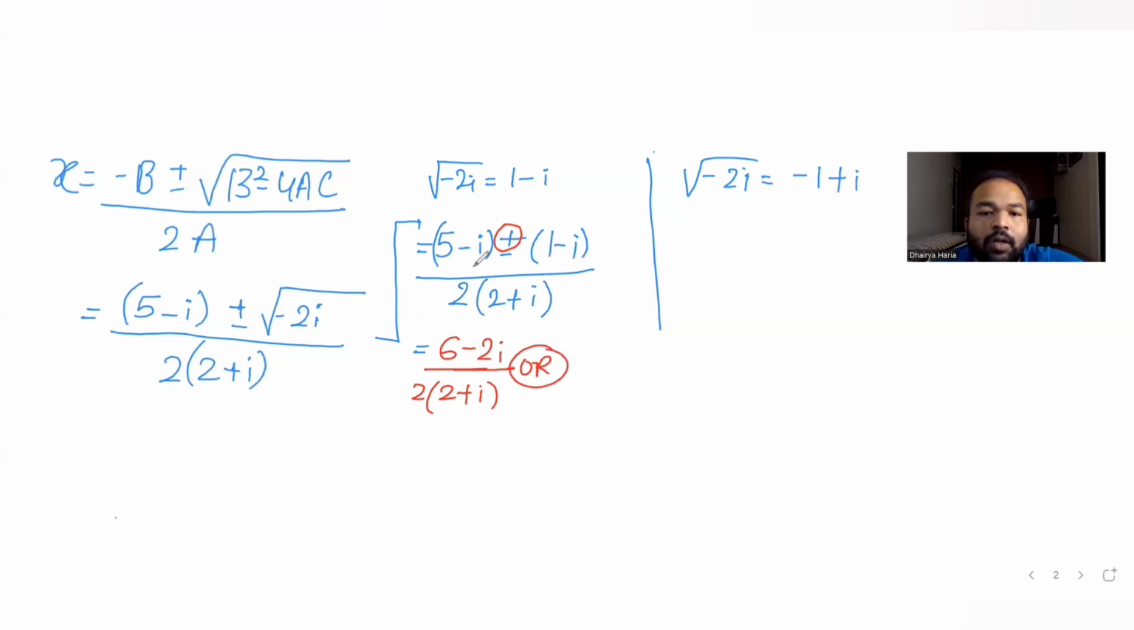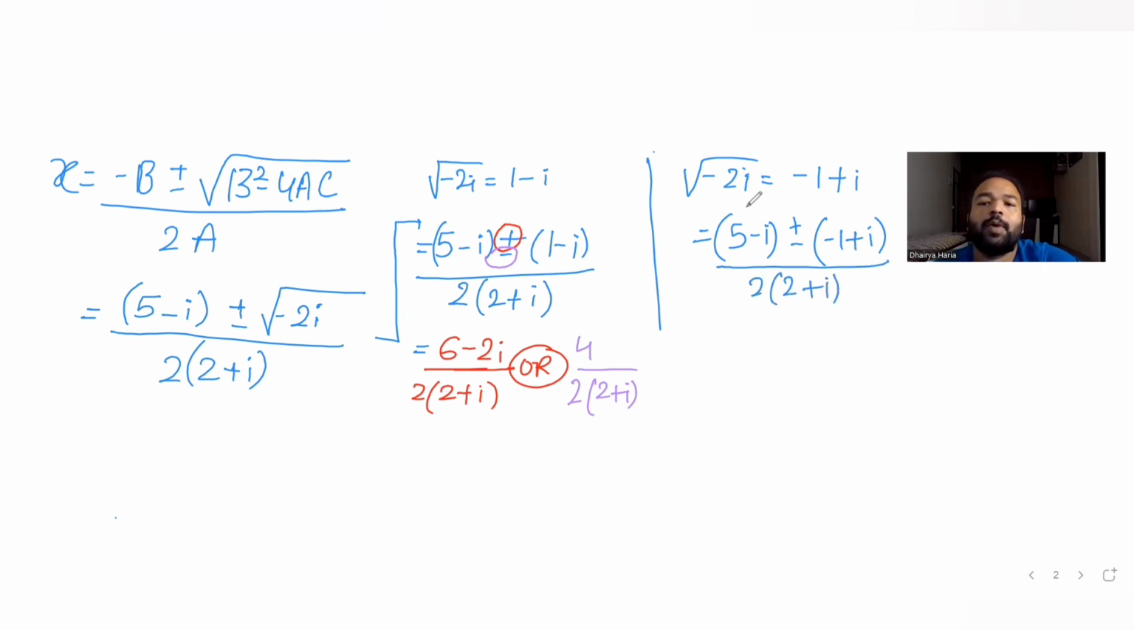Or if I take now minus sign, let's see. So if I take minus sign, 5 minus 1 makes it 4, and minus i plus i gets cancelled, right? So 4 upon 2 into 2 plus i. So this is one expression. Now let's put this and understand what answers we get here. So again, if I write the same expression, x is now 5 minus i plus minus, now I'm putting minus 1 plus i upon 2 into 2.